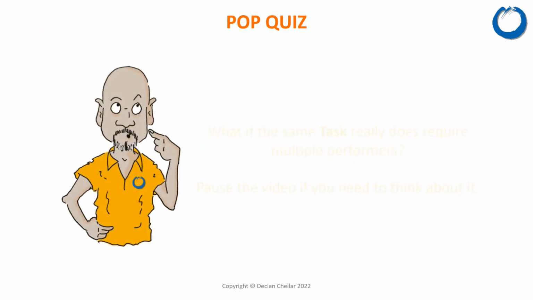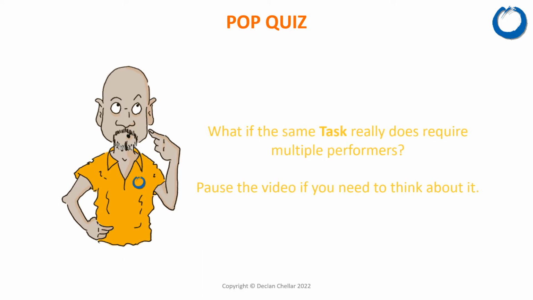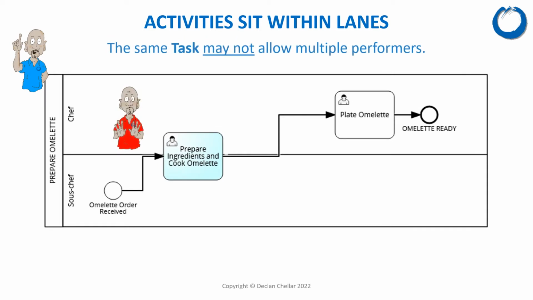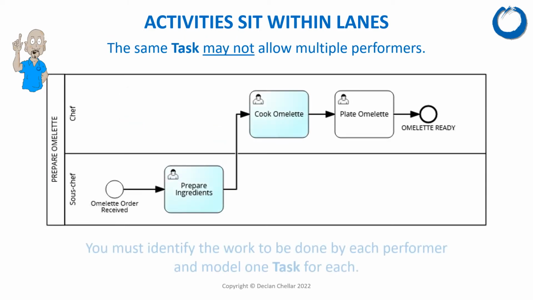What if the same task really does require multiple performers? Pause the video if you need to think about it. The same task may not allow multiple performers. You must identify the work to be done by each performer and model one task for each.